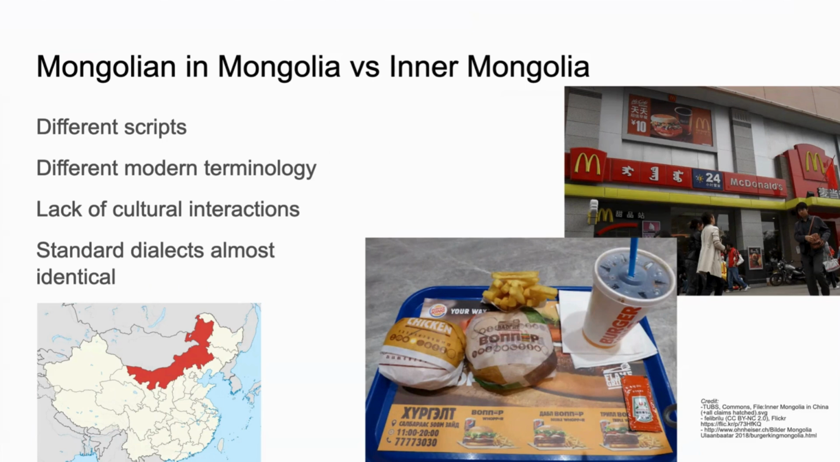And you can actually look at that in these two images here. On the right-hand side, you have a McDonald's in Inner Mongolia. And on the left-hand side, you have a tray of Burger King in Mongolia, so in the north. If you look at the Inner Mongolian one, it might look more natural, more traditional, right? You have the Mongolian writing, etc. Looks Mongolian. But if you read it, the Mongolian just says Mai Dang Lo, which is just the Chinese for McDonald's.